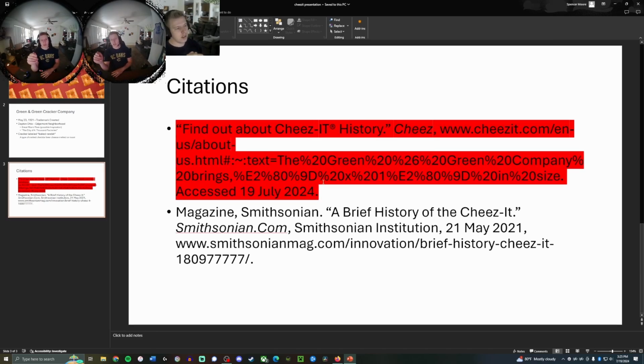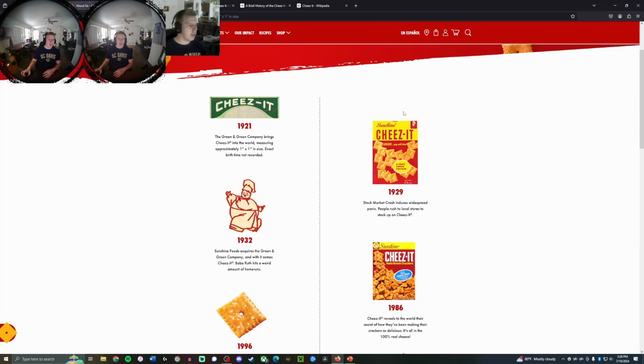One of these citations is good. It'd be the Smithsonian Magazine, History of the Cheez-It. It is a trusted source. But the top one I wanted to draw attention to, this is from the Cheez-It website itself. Which you'd think would be a trustworthy source, but let me bring that over here. You guys can see that there's actually some flaws.